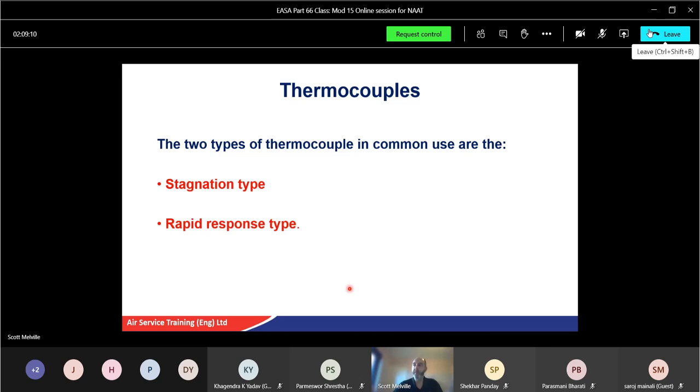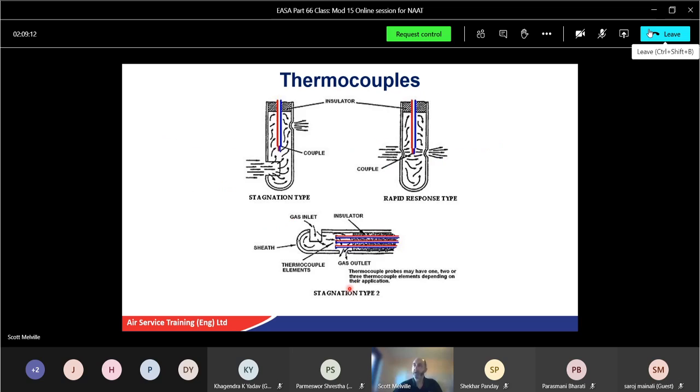So, stagnation type. If you see this diagram here, we've got the tip of the probe. This is the exhaust gas coming in. The reason it's called stagnation is you have a big hole down here, which the gas goes into, then comes through, then goes out through a smaller hole at the back of the thermocouple. Because they're not in line, they're staggered, that's why it's called a stagnation thermocouple.